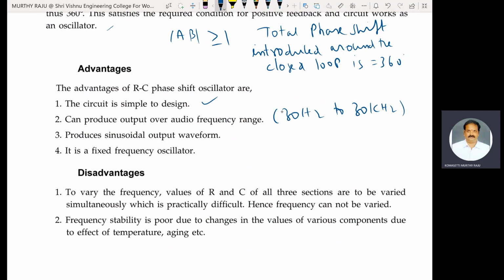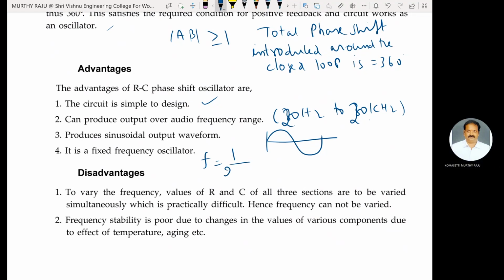Audio frequency range is from 20 Hz to 20 kilohertz. Produces a sinusoidal output waveform. It is a fixed frequency. Once R and C values are selected, the frequency of oscillations is fixed. F is equal to, later I will derive, 1 by 2 pi RC into root 6. R and C are fixed values, therefore it is a fixed frequency oscillator.